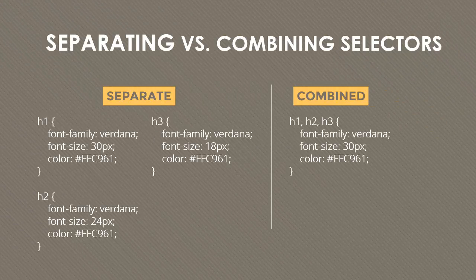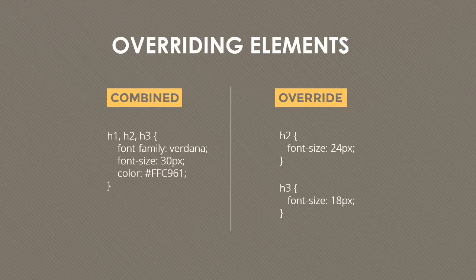Okay, so on the left side here, you see 3 separate definitions for your H1, H2, and H3 tags. Now on the right side, there's one combined one, okay? And that's accomplished, combining them, by breaking up the selectors with commas. No spaces, just comma in between. So since all 3 of the headers have the same color and font, it's a total waste of time to retype those properties and values 3 different times, right? Instead, what you can do is simply override the font size specified here in separate definitions.